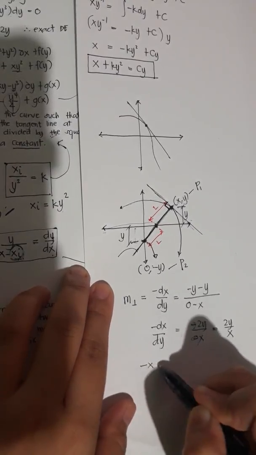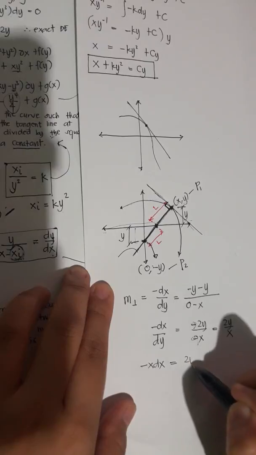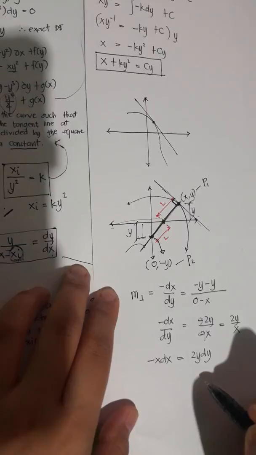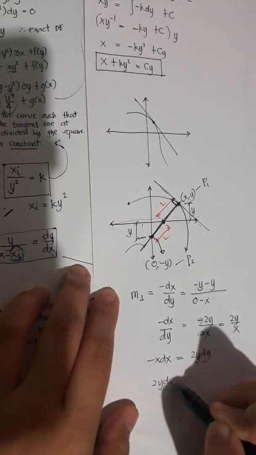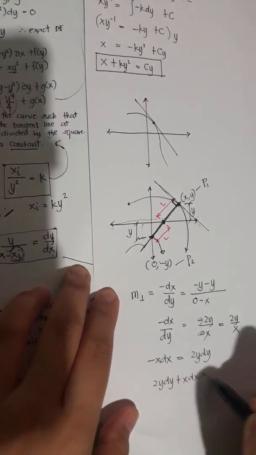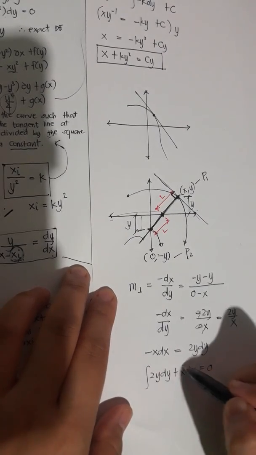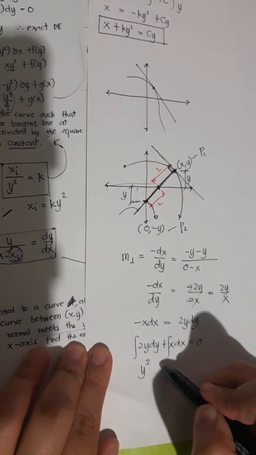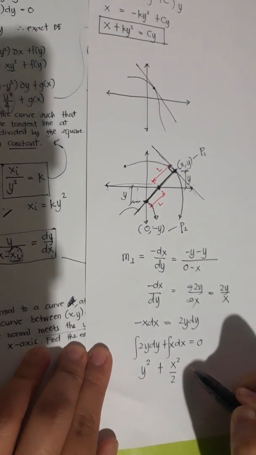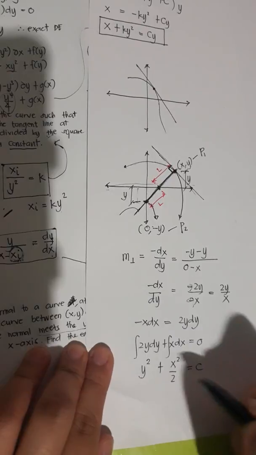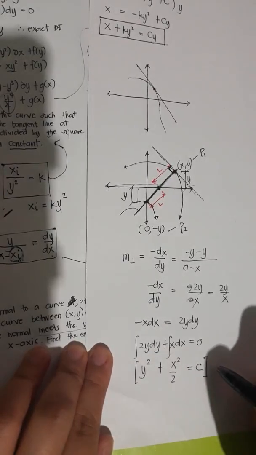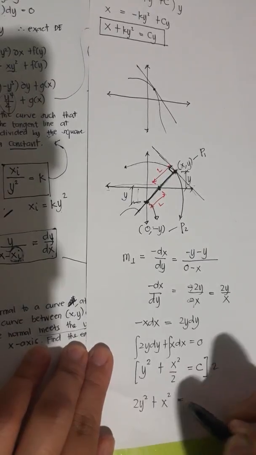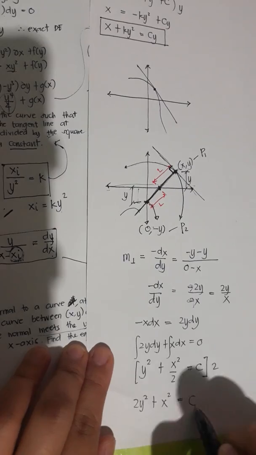So we'll have negative x dx equals 2y dy. Then let's have it 2y dy plus x dx equal to 0. So integrate both sides. The integral of 2y dy is y squared, plus x squared over 2 is equal to c. And we could multiply everything by 2 so that we have 2y squared plus x squared equal to 2c, or still that is a constant c.